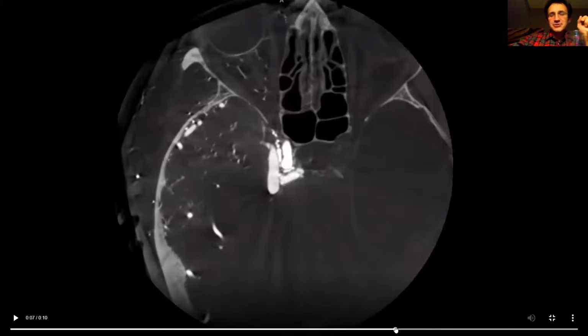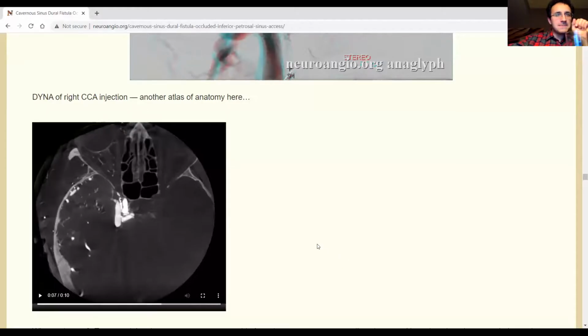Transarterial, transvenous, the usual possibilities. We talked about the transarterial ones already, because we spoke about the arteries. Now the veins. How do we get to this? The fistula is back here. We don't see a petrosal sinus. We don't see an ophthalmic vein. We don't see anything else that's connected to however we can get to it.